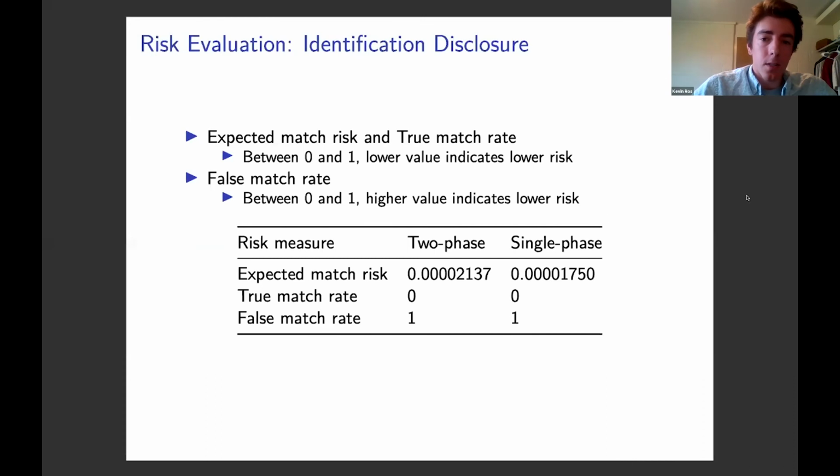The expected match risk and the true match rate both fall between 0 and 1, and a lower value here indicates a lower identification disclosure risk. And the false match rate also falls between 0 and 1. However, a higher value indicates a lower risk. And we see from the table below that the two-phase for the expected match risk has a slightly higher value than that of the single phase, indicating a higher level of risk for the two-phase synthesis.